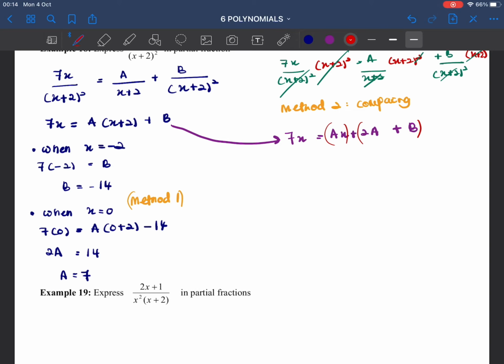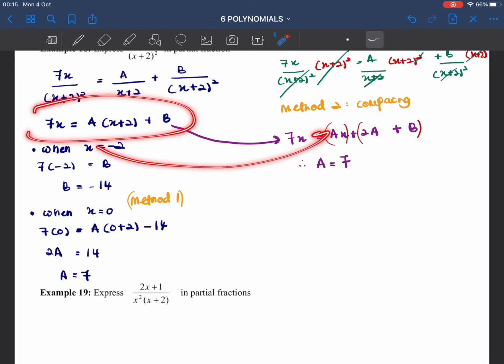So now we'll compare. So we're going to compare left hand side and right hand side. So straight away from here, we can compare ax with 7x. So straight away we get our answer. A is equals to 7. Okay. So terpulang, kalau kamu rasa use comparing lagi senang, but you have to expand. Untuk example ni, tak banyak yang kena expand.